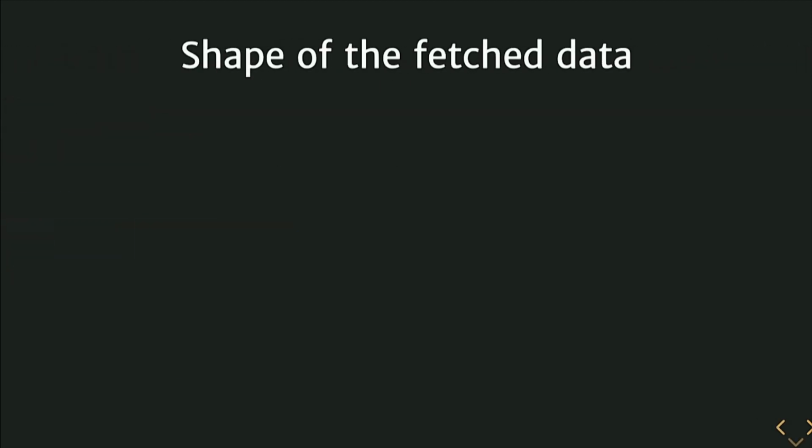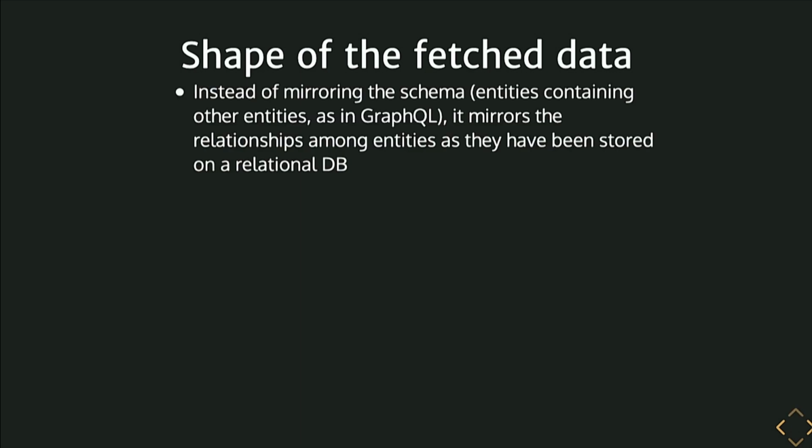Now, concerning the shape of the data that we're actually fetching, in GraphQL, the shape of the data mirrors one-to-one the query, right? You say, give me a feature director, and then the feature director has the film, and the film has an actor, and you're actually returning exactly that same shape.